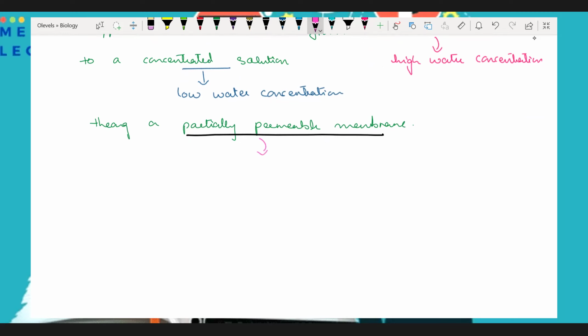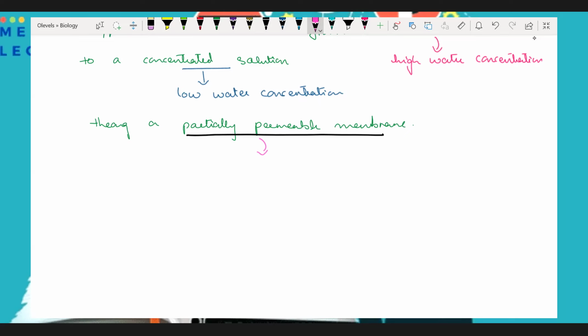Yes, Numan. Numan, could you hear me? I think so. Yes, ma'am. A partially permeable membrane is a membrane that allows some particles to move inside the cell, not all.